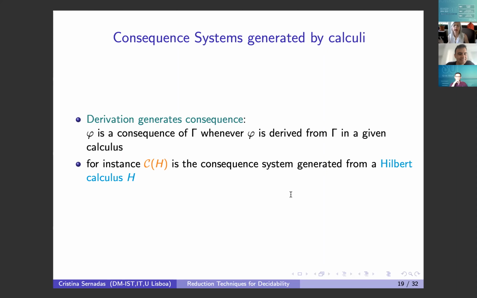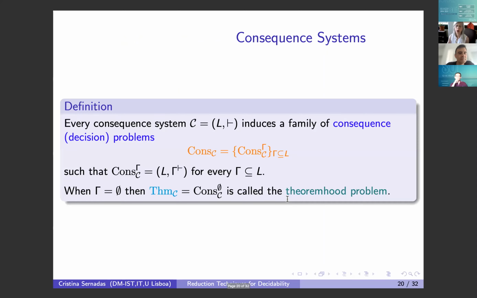For example, assume that I have a calculus H for some logic. Of course, I can obtain a consequence system induced by this calculus by saying that phi is a consequence of gamma whenever I am able to derive phi from gamma in my Hilbert calculus. It is interesting because of course there are several decision problems that you can point out, namely consistency problems, consequence problems, and so forth. But actually each consequence system induces a family of consequence decision problems, which is this one.